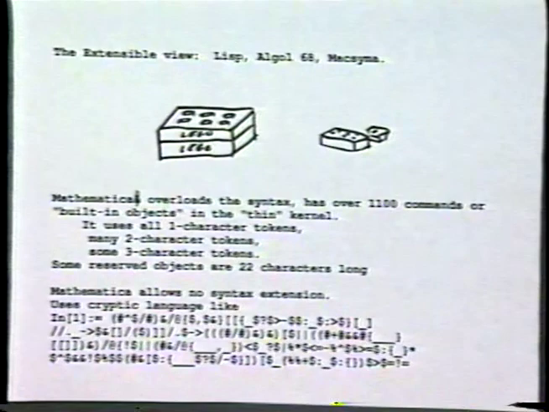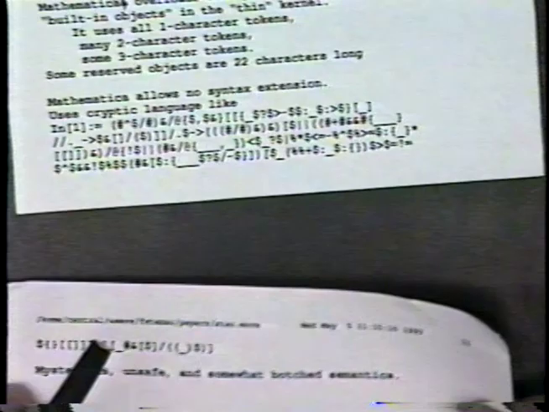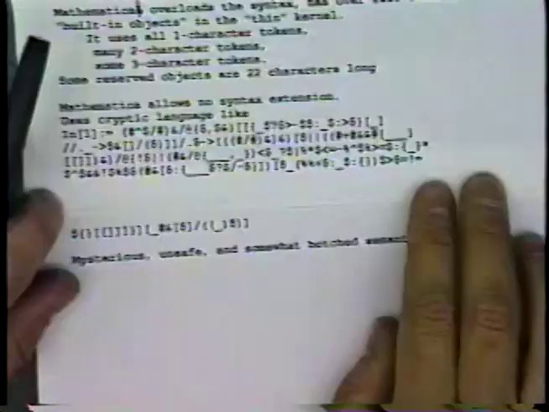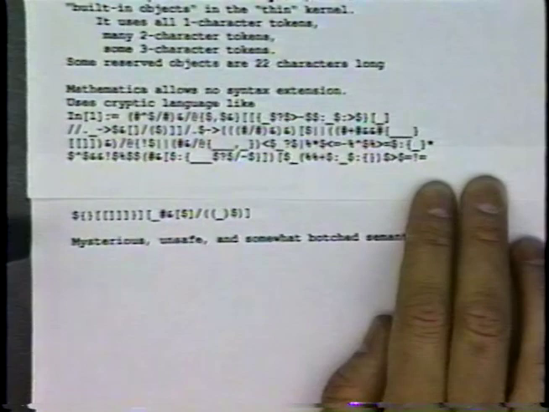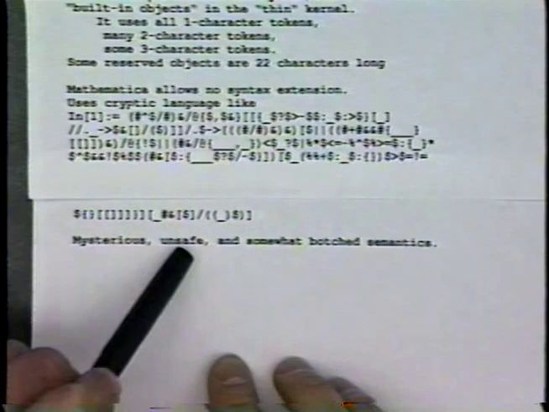It uses cryptic language like this one. Actually, the slide ran out of space on the printer there. The rest of that program is here. If any of you are interested in looking at it later, I can stick around. It actually is correct. It parses and it evaluates. It's mysterious, unsafe, and I think it has somewhat botched semantics. That's an opinion.